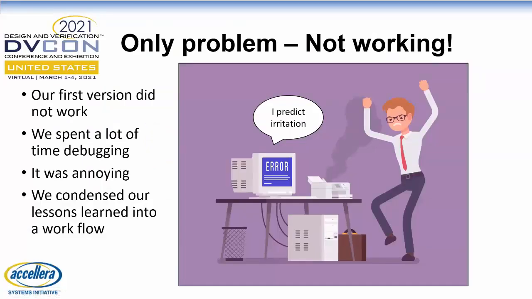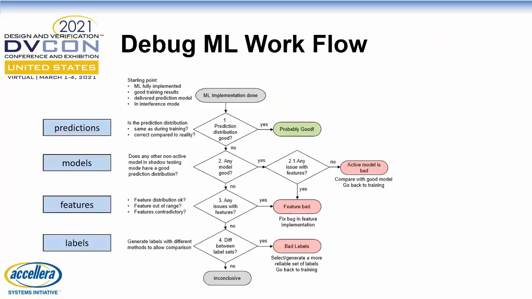Thanks for that insightful presentation, Daniel. Now the key point. Predictions are used to rank commits by risk without running any simulations. As mentioned, our initial implementation didn't work, and that resulted in a lot of time spent debugging. We condensed our methodology into a workflow.